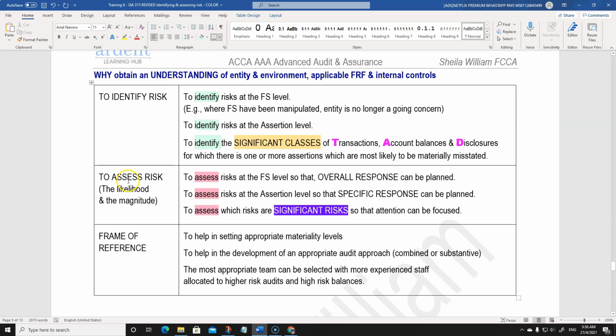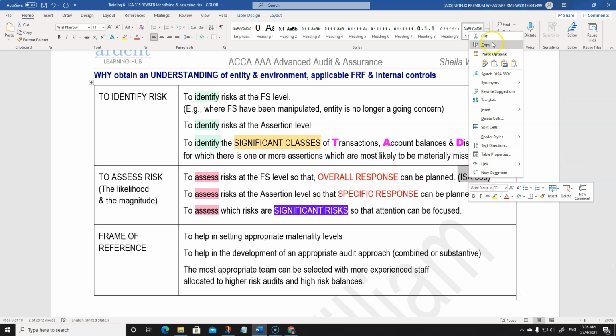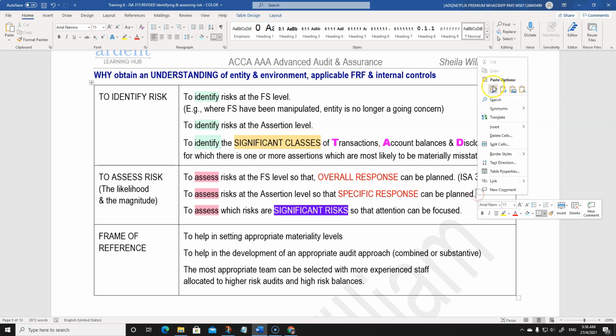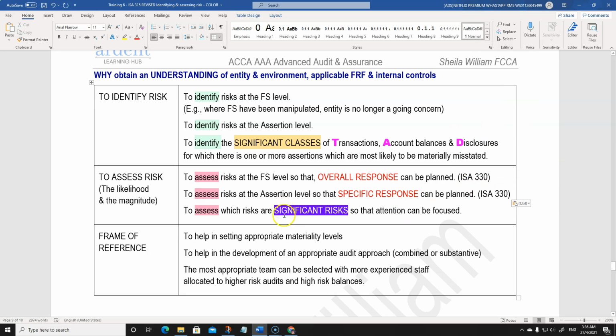Okay? Now, the reason why we have to do this is because of this. If we can assess the risk at the financial statement level, then we can design something called the overall response. If we can assess something at the assertion level, we are going to design something called the specific response. So we'll look at these responses again when we're dealing with ISA 330. Now, in this particular paper, you don't have to memorize the standard numbers. There's no extra marks given there for you. I'm just telling you so that you can watch out for it in another lesson.